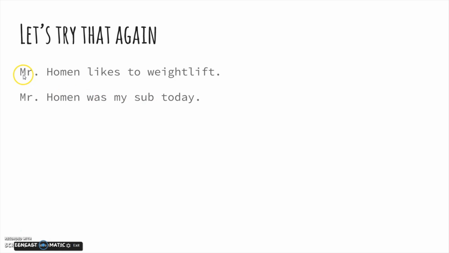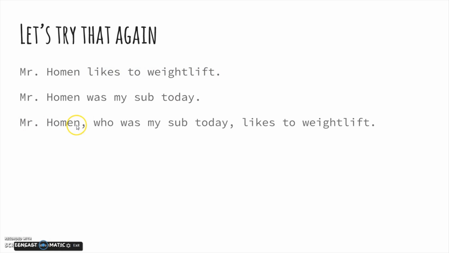So the step that we would do is we would start with the first sentence, Mr. Holman. We stop. We take the second Mr. Holman and we replace it with the word who. Who was my sub today? And then we continue with the end of the first sentence, likes to weightlift. Okay, so we say, Mr. Holman, who was my sub today, likes to weightlift. And then the reason why I put the commas here is because if I said Mr. Holman likes to weightlift, you wouldn't say which Mr. Holman. The fact that he was your sub today is only a part of the information about him. It might be important to the sentence, but it's not essential for identifying the subject. So that's why it's in commas.